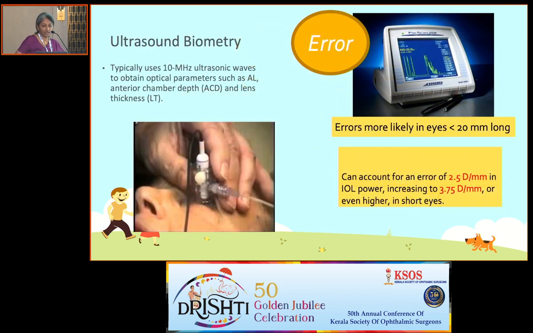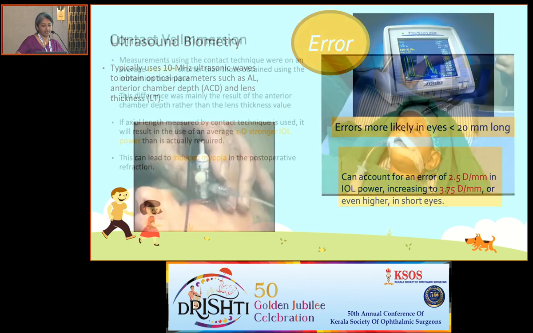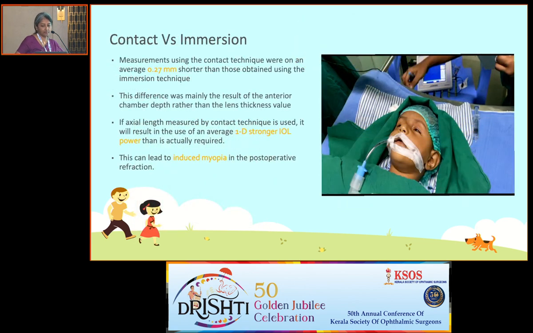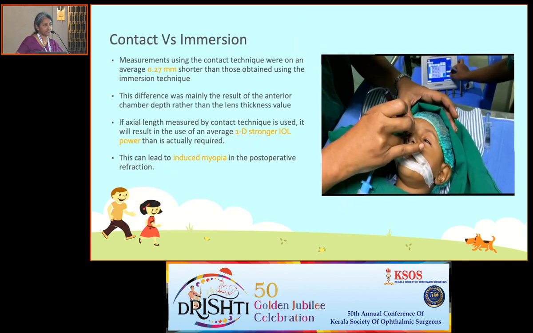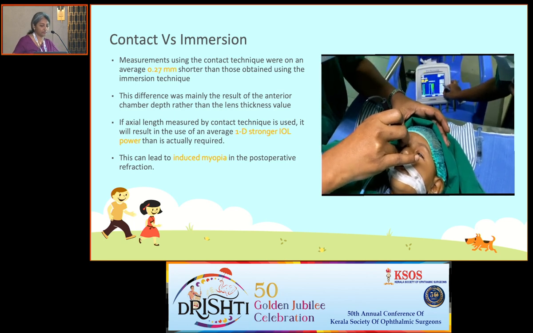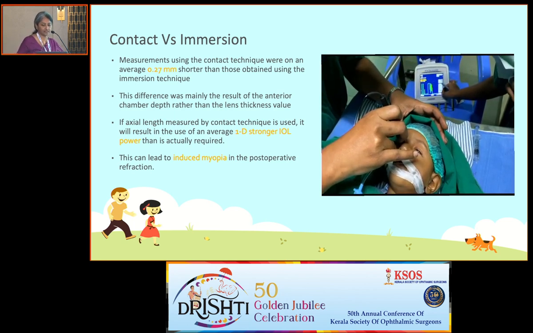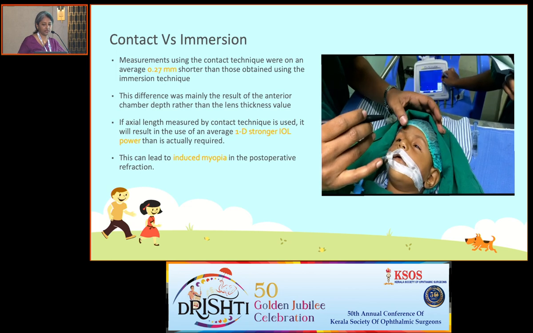So ultrasound biometry, we are mostly using in smaller children when we need to measure under anesthesia, where the errors are more likely when the eyeball is less than 20 millimeters long, because a small compression can result in an error of around 2 to 3 diopters. So when you compare contact versus immersion, this is an examination under anesthesia which we perform just before the child is going to be operated on, or you can schedule it on an earlier day.